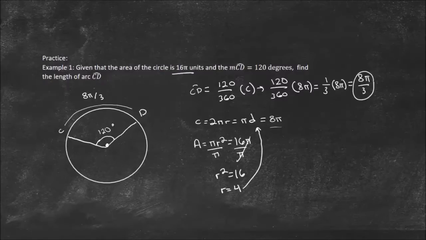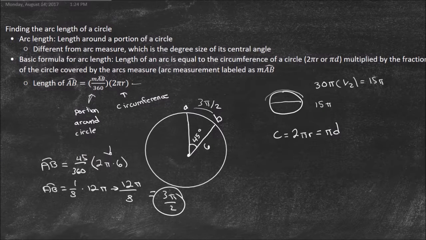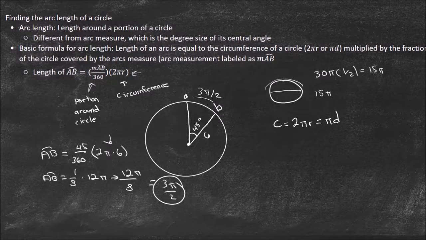I really hope that you're able to get the intuition behind this. Hopefully you're able to figure out that the arc length is just the portion around the circle multiplied by the circumference of the circle. It's an intuitive formula, and it really helps out when you're trying to do some more complex problems. It's good to just reason out the formula a little bit.